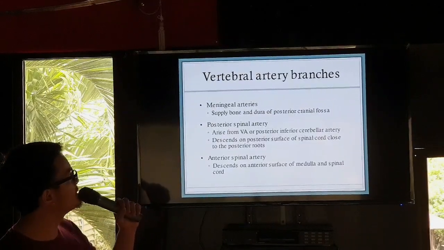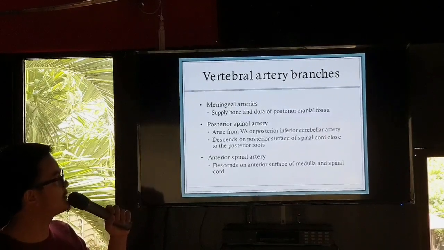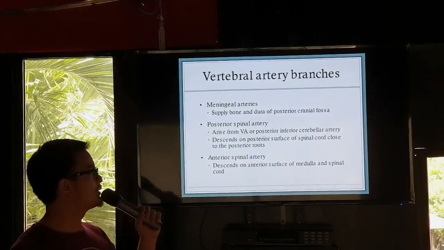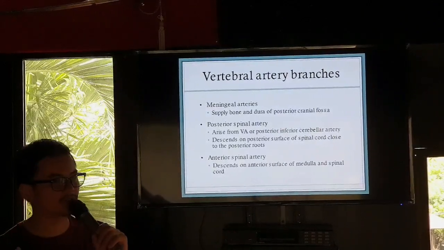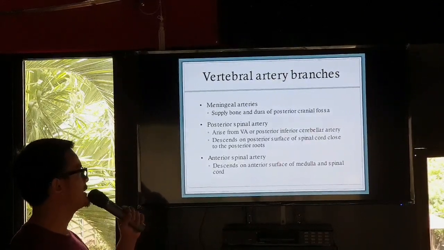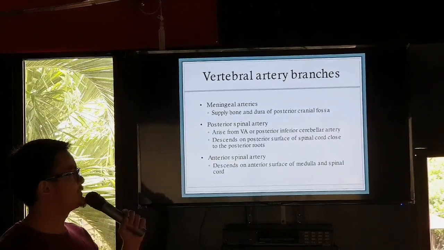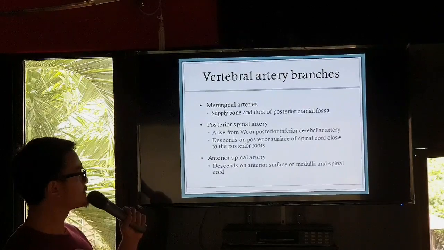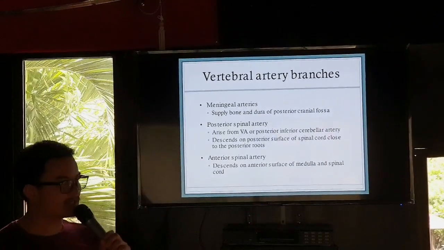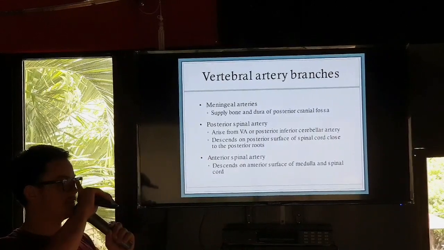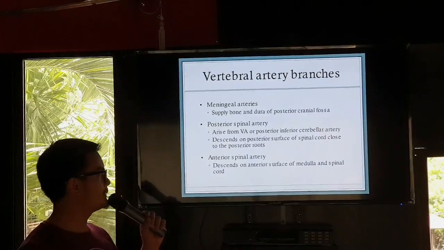So just to touch up on a few branches, you have the meningeal arteries. Of course, they supply the bone and dura of the posterior cranial fossa. So remember, this is the posterior circulation, posterior cranial fossa. You have the posterior spinal, which obviously descends on the posterior surface of the spinal cord. It arises directly from the vertebral arteries or from the posterior inferior cerebellar artery. You also have the anterior spinal artery.